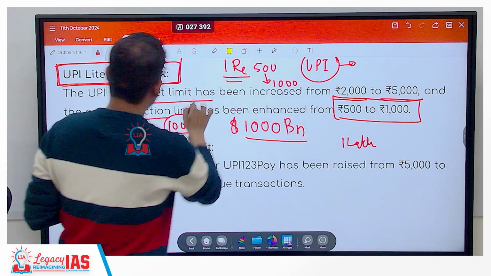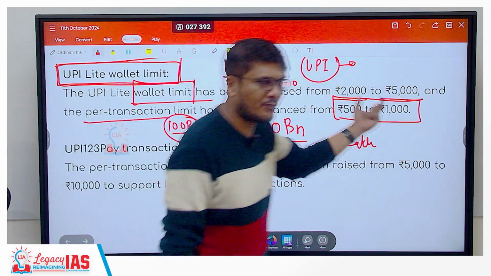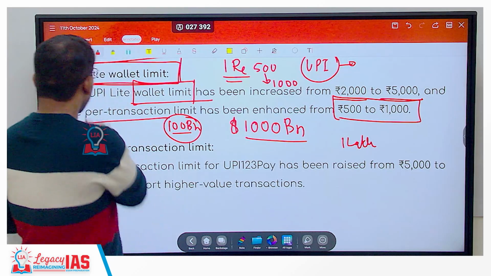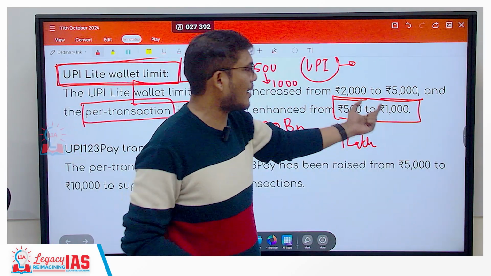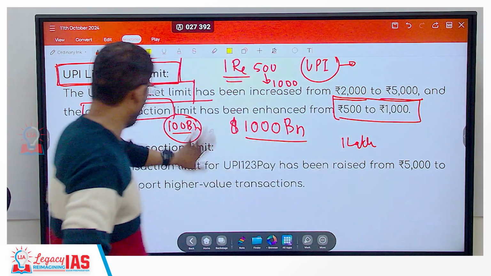The two changes. First is with respect to wallet limit, that has been increased to 5,000 from 2,000. Per transaction limit has been increased from 500 to 1,000. So this has been doubled. This has been done 2.5 times.